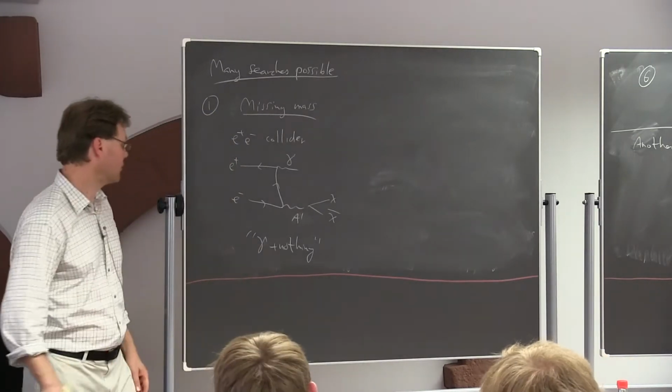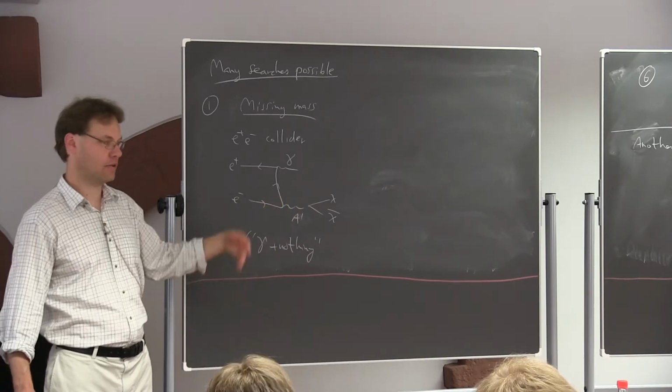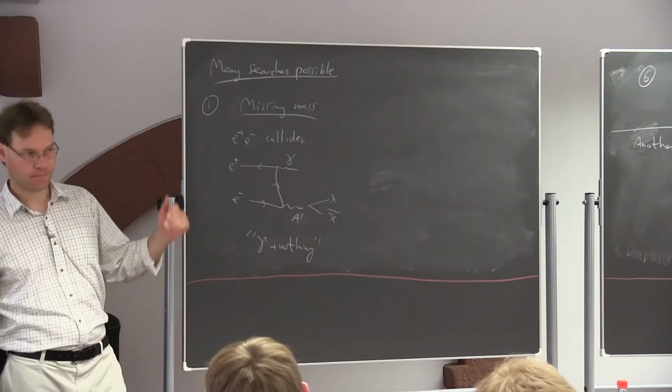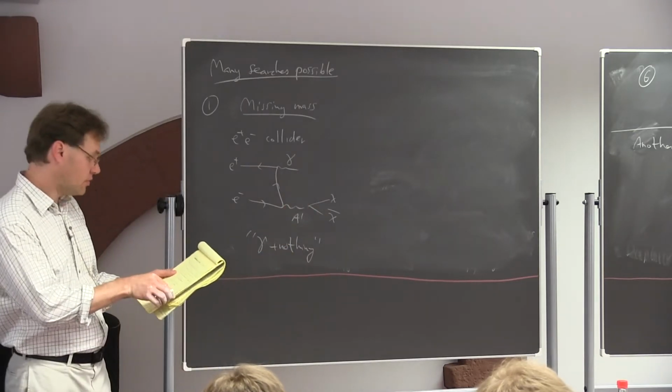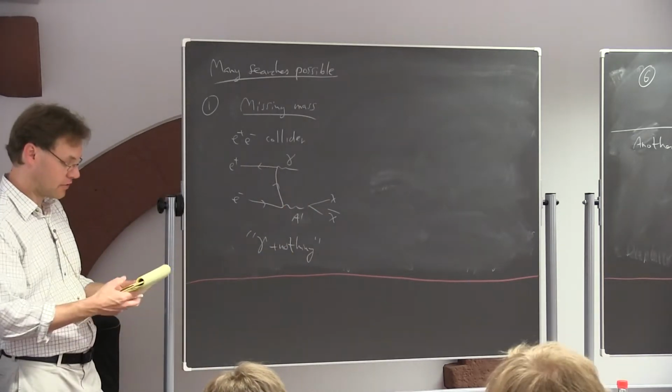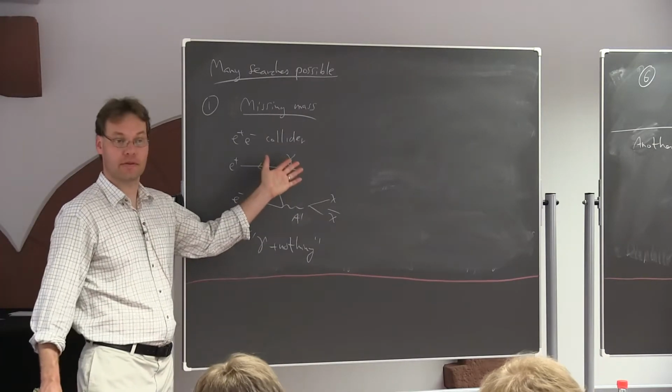Now, as before, the production cross-section is the same cross-section that I wrote down before. I'm not going to write it down again. So it depends on the center of mass energy squared. So you produce a lot of these. But now what do you do? You have to look for gamma plus nothing. So what you're looking for is basically a single photon event.